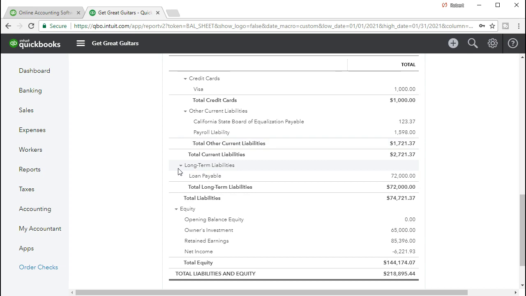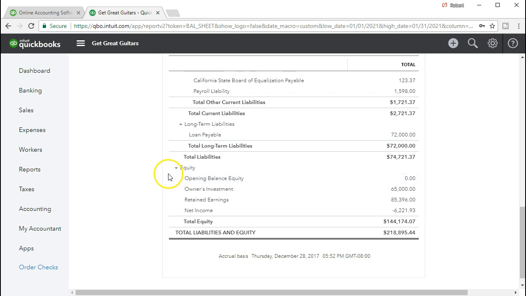Then we have the long-term liability for a loan that we took out. We're assuming all of it is due after a year's time period, and we might have to make an adjustment for that at the end of our adjusting process, which we'll do actually next month. And then we've got the equity section.